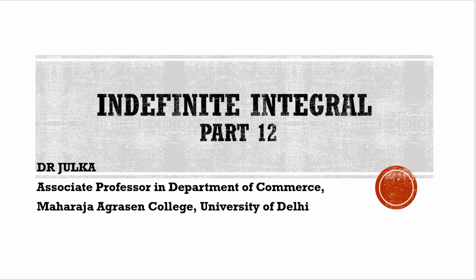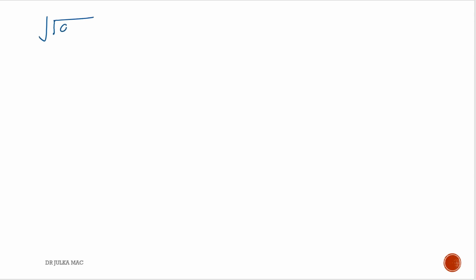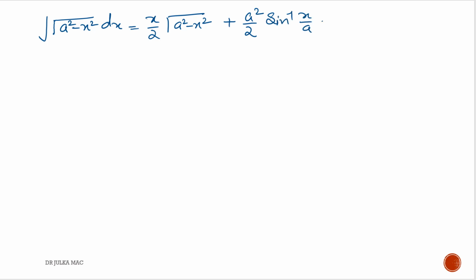Today in Indefinite Integral Part 12, we'll talk about how to integrate quadratic function. In this part, we will use three formulas. Integration of the root of a square minus x square with respect to x is x upon 2 into the root of a square minus x square plus a square by 2 sine inverse x upon a plus c.